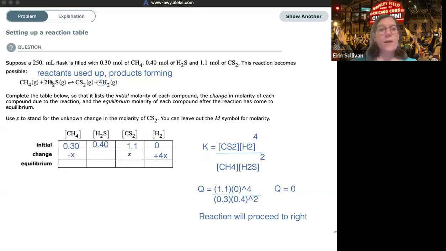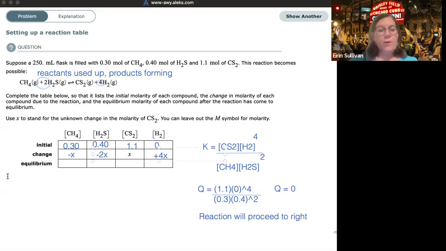Similarly, for the hydrogen sulfide, there are 2 moles of hydrogen sulfide in the balanced chemical equation. So for every 1 mole of methane that gets used up, 2 moles of hydrogen sulfide get used up. So that is going to be minus 2x.